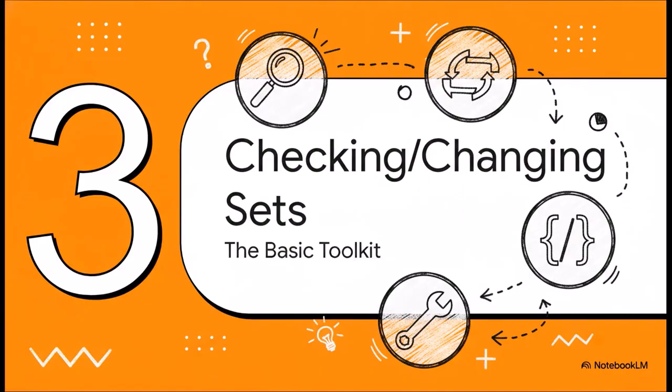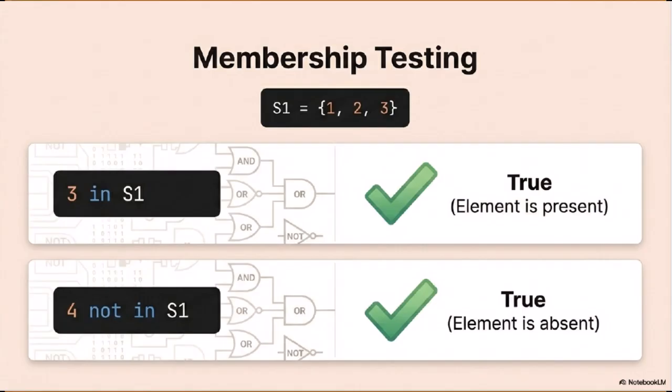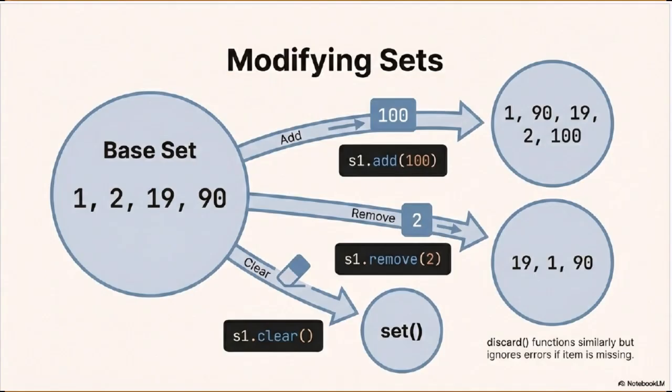Okay, so we know how to make a set. Now, what can we actually do with it? Let's go over the basic toolkit for checking what's inside and making changes. The basics are super simple. You can check if something is in a set with the in keyword, and this is incredibly fast. To add something new, you use the .add method, and hey, notice how the order gets all jumbled up when we add 100? That's that unordered property for you.